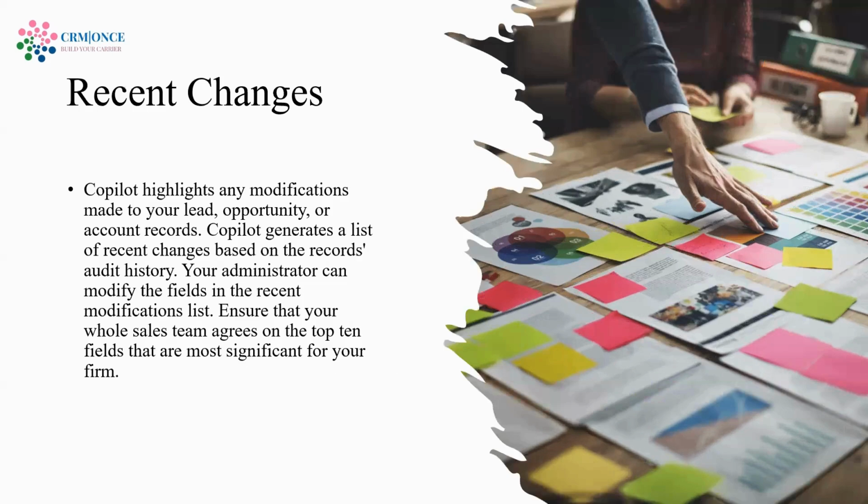For recent changes, Copilot highlights any modifications made to your lead, opportunity, or account records. The Copilot generates a list of recent changes based on the record's audit history. Your administrator can modify these fields in the recent modification list, and ensure that the whole sales team agrees again on the top 10 fields which are significant to your company.